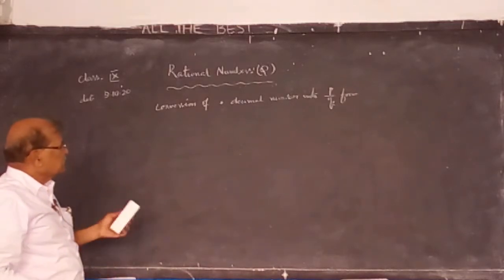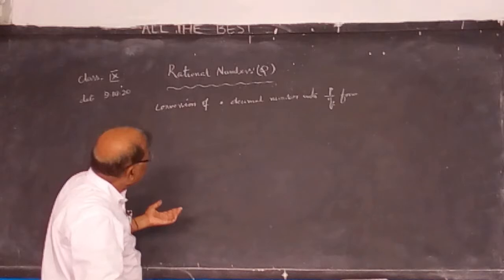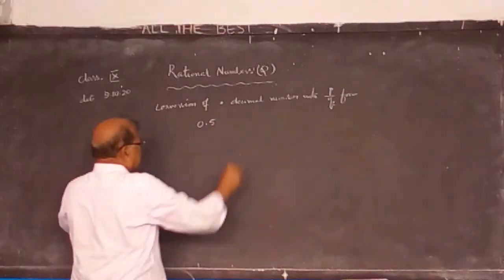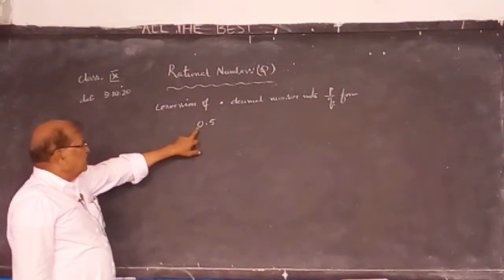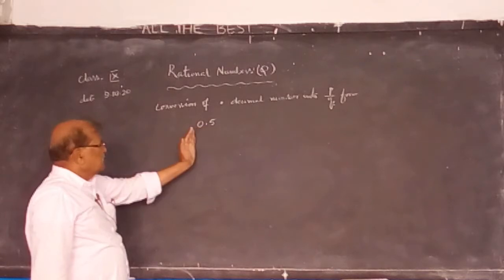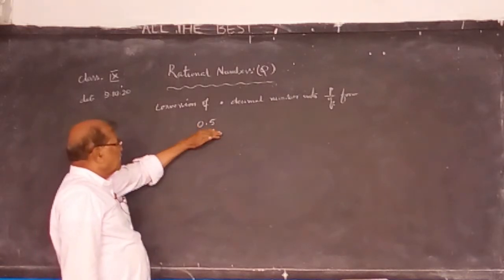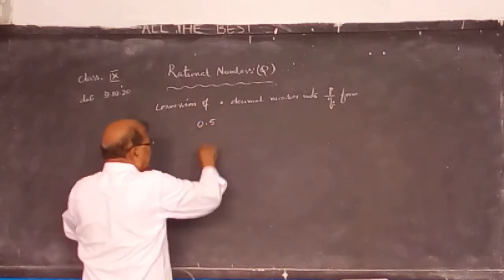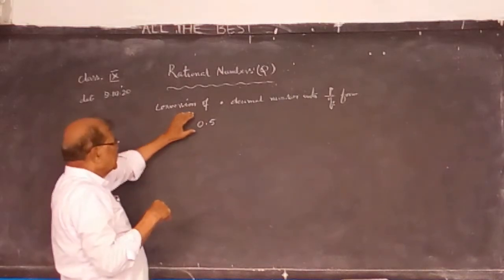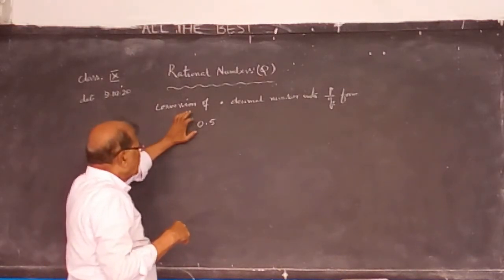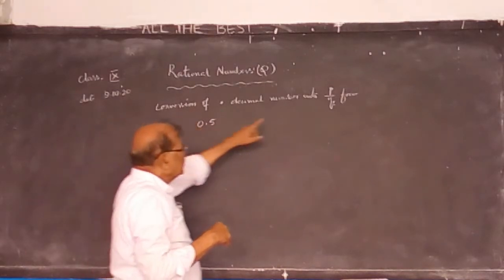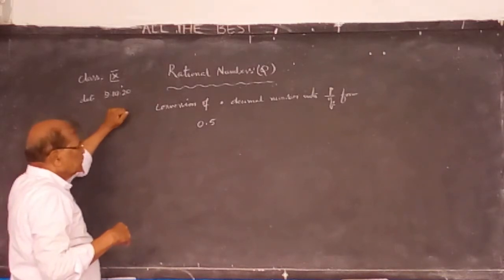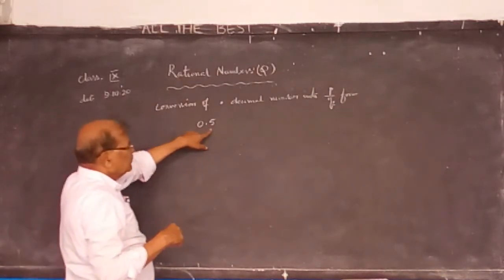Now let us see. Take a small example. See 0.5. 0 is called the integral part. After the decimal, it is called the decimal part. The decimal part, it is a terminating decimal. How do you convert this in the form of P by Q?